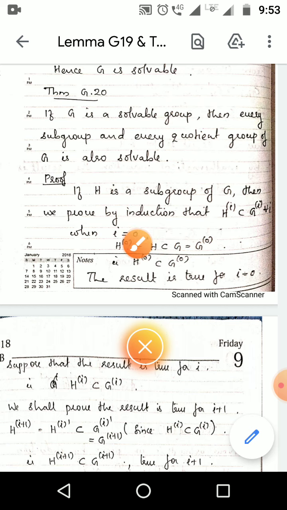So when i is equal to 0, we check this. When i is equal to 0, H^(0) is equal to H, and G^(0) is equal to G, by definition of the commutator subgroups. H is a subgroup of G, so H is a subset of G, and G can be written as G^(0). So thus we have got H^(0) is a subset of G^(0). So the result holds for i equal to 0.